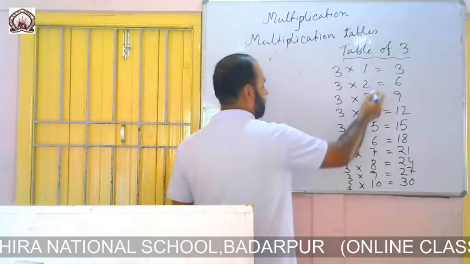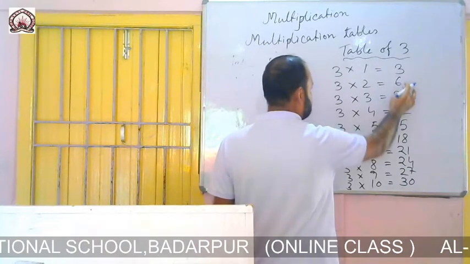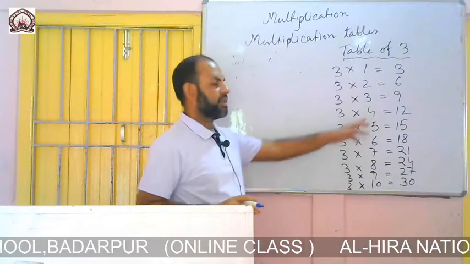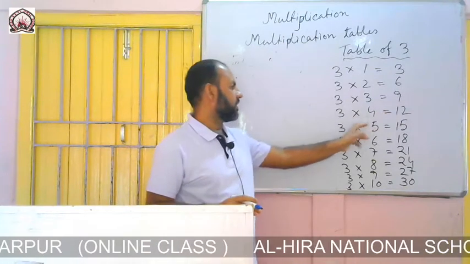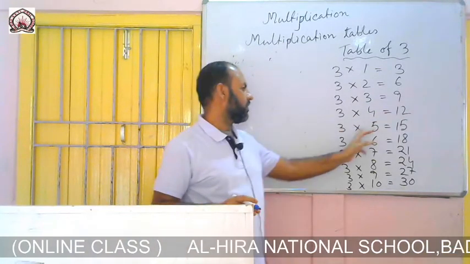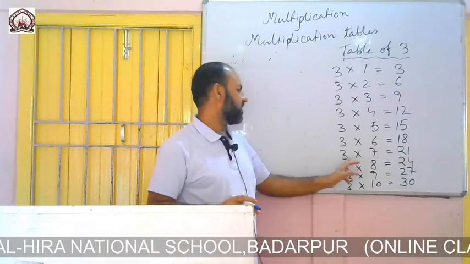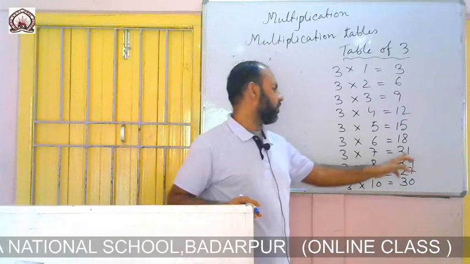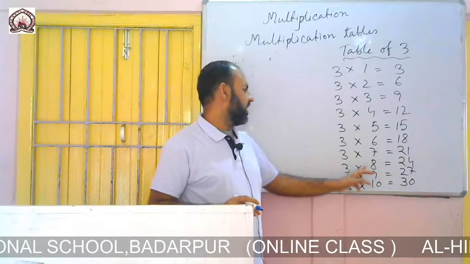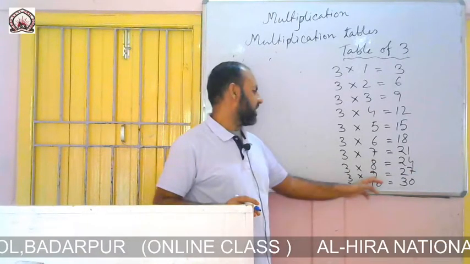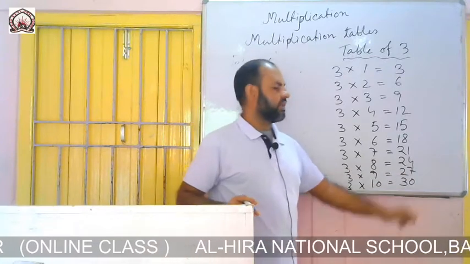So 3 1s are 3, 3 2s are 6, 3 3s are 9, 3 4s are 12, 3 5s are 15, 3 6s are 18, 3 7s are 21, 3 8s are 24, 3 9s are 27, 3 10s are 30.